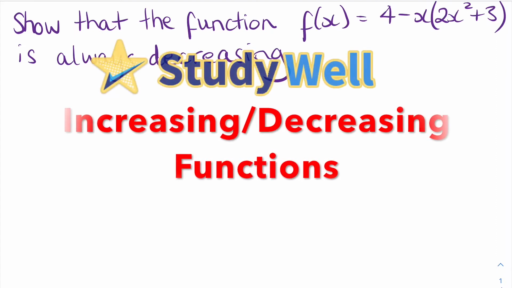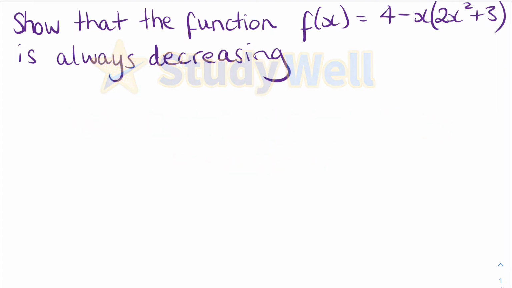Here we have a question on increasing and decreasing functions. This is taken from an Edexcel textbook, and we're asked to show that the function f of x equals (4 minus x) times (2x squared plus 3) is always decreasing. So it's important to note that decreasing functions have a negative gradient.